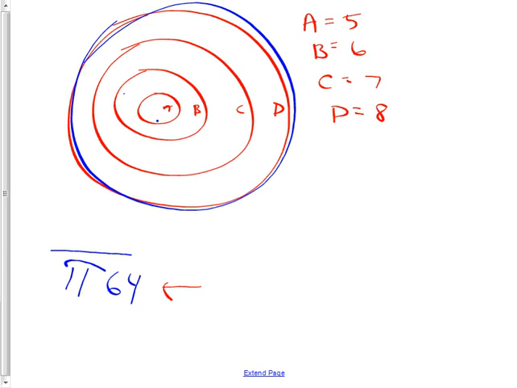All right, let's see how you would have gotten that. You should have said, oh, it's pi r squared. But we know r. The radius for the C circle is 7, so 7 squared is 49. There we go. Now, how could they make this more tricky?